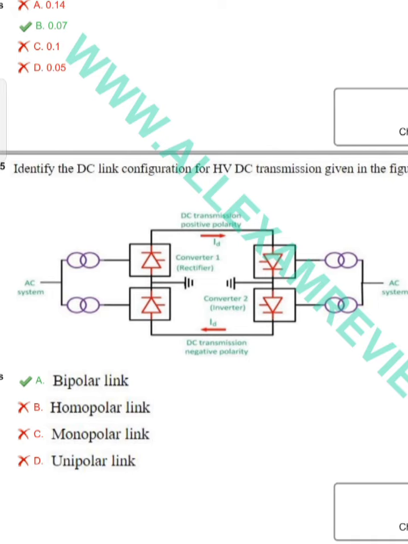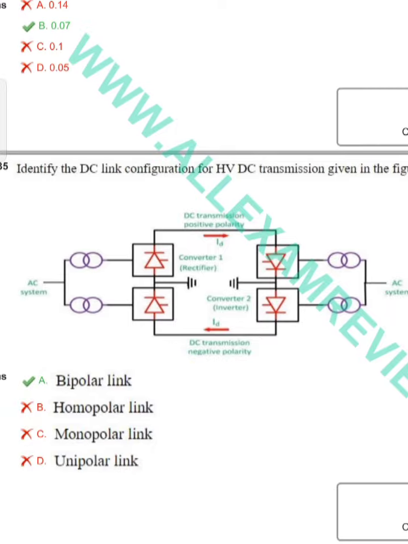Is a bipolar link. Identify the DC link, HVDC. We have to see this figure clearly. It's a bipolar link. Why bipolar link? It has two poles, that means bipolar link.